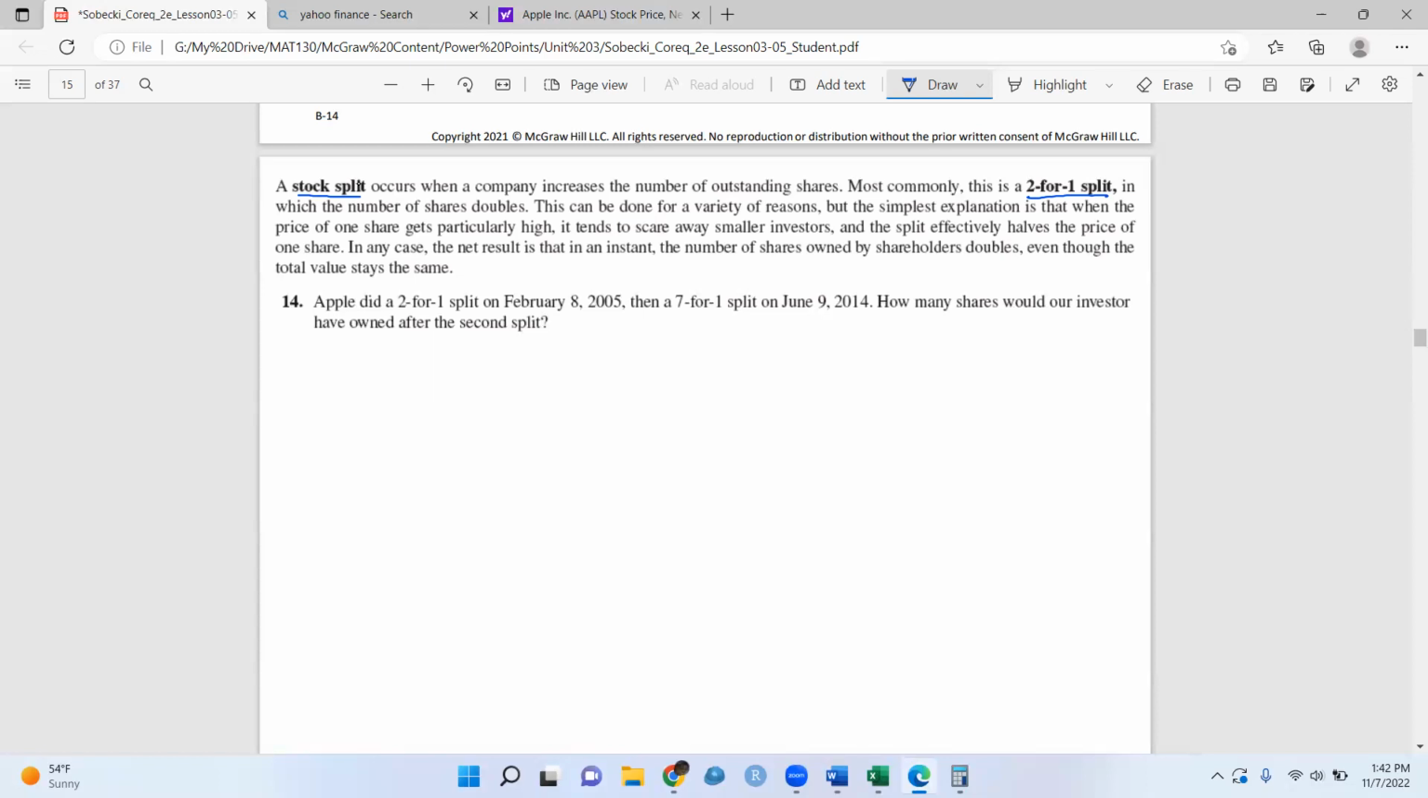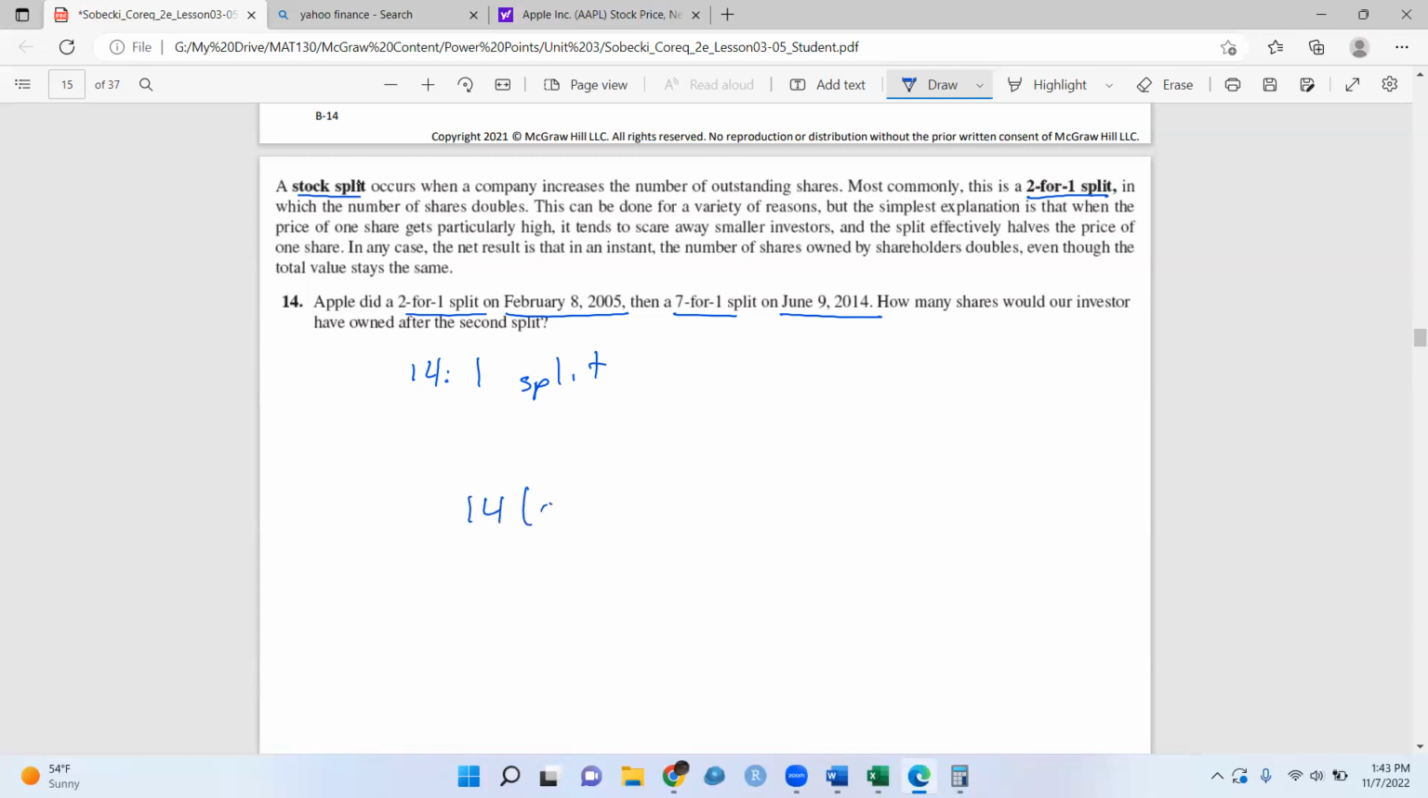So it turns out back in February 8, 2005, they did a 2-for-1 split. And then in June 9, 2014, they did a 7-for-1 split. If we multiply together what's happened here, it ends up with a 14-to-1 split. Meaning our investor, if they didn't sell anything anywhere, then they would have had 14 shares for each 1 share that they bought.